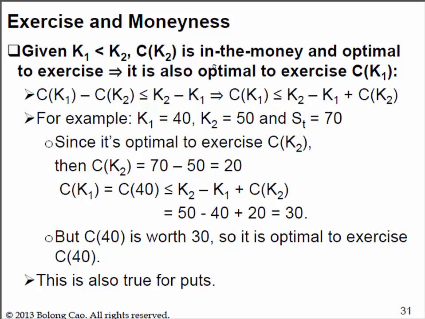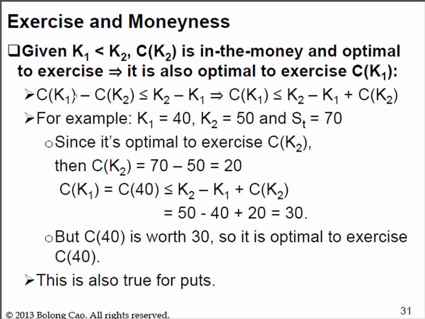Okay, so high strike call, which is worse, right, relatively not so good option compared to the low strike call. And let's assume if the high strike call is in the money and optimal to exercise, it means it's also optimal to exercise the low strike call. Right? Low strike call sort of gives you more money when you exercise it, given the same underlying price. Okay, let's look at that.